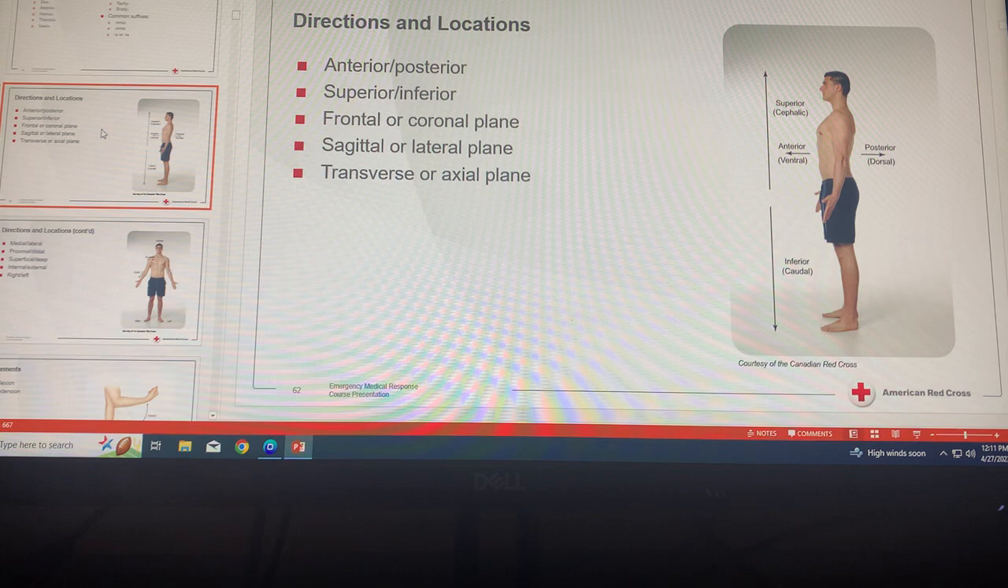Sagittal or lateral plane. That which divides the body vertically into right and left planes. Transverse or axial plane. That which divides the body horizontally into the superior, above the waist, and inferior, below the knees, plane.